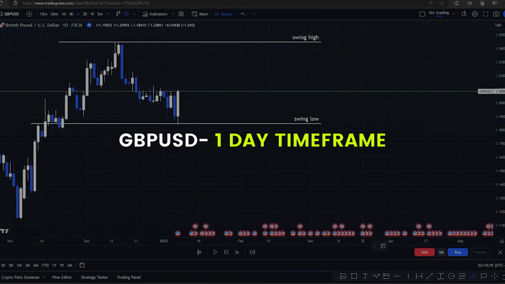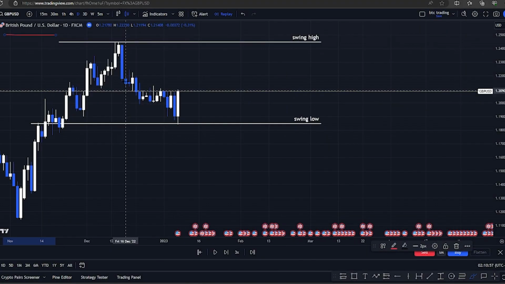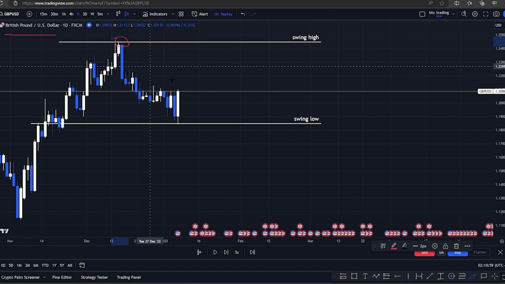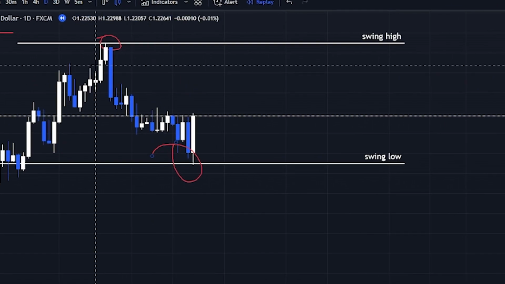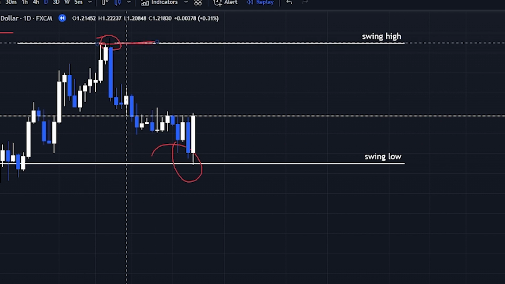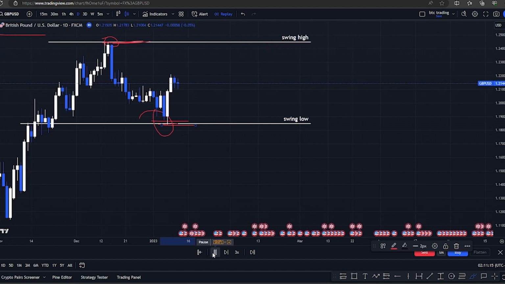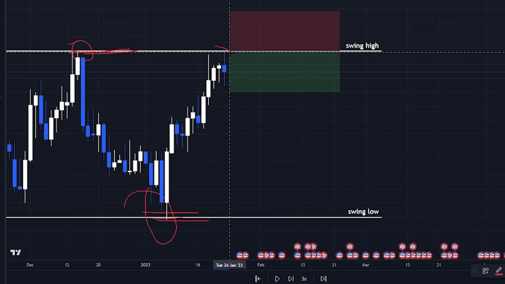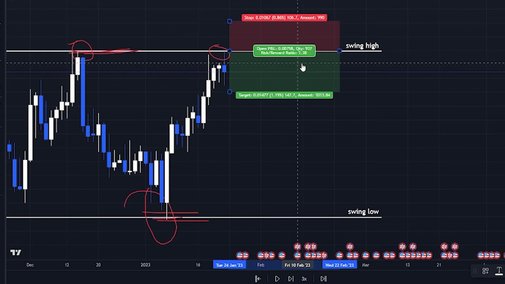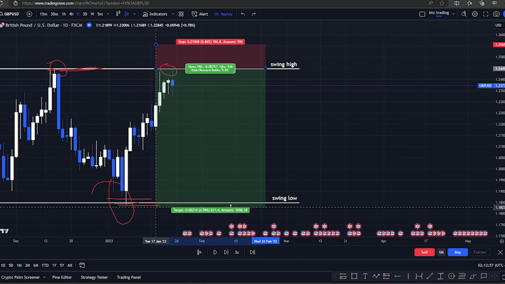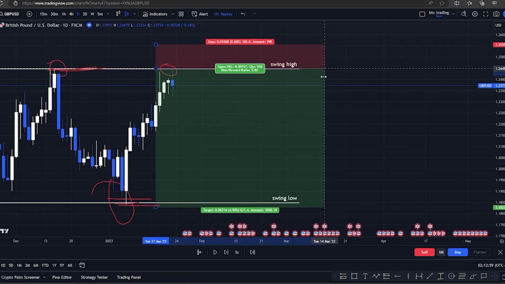So here we have a GBP USD chart on the daily time frame. You can see here is the swing high, here is the swing low. So our main liquidity is resting either at the top of the swing high or the bottom of the swing low. So let's see if any of this liquidity gets taken and we get a trade. You can see the swing high liquidity was taken. Let's place a short here with a stop slightly above here. We do the take profit on the swing lows and just widen the position.